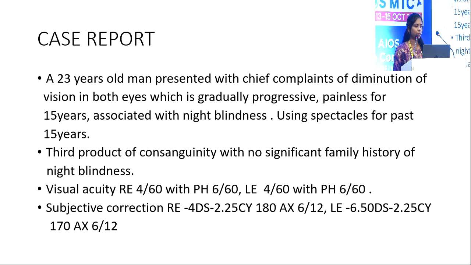A case report: a 23-year-old man presented with the chief complaint of diminution of vision in both eyes, which is gradually progressive and painless for 15 years, associated with night blindness, using spectacles for the past 15 years. Third product of consanguinity with no significant family history of night blindness. Visual acuity is 4/60 in both eyes, with pinhole 6/60. Best corrected vision in both eyes is 6/12.